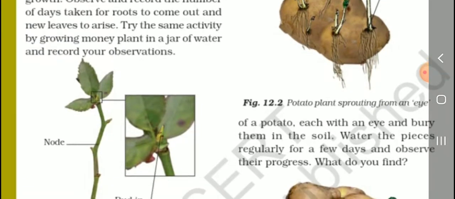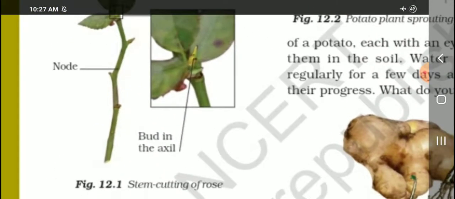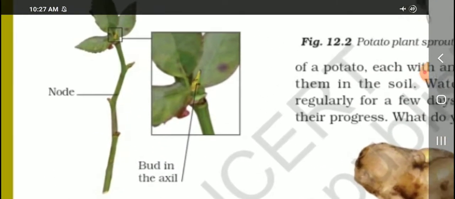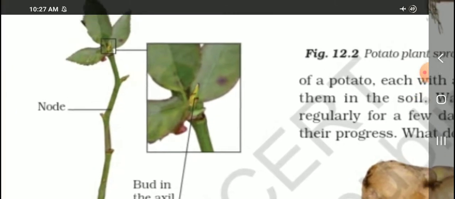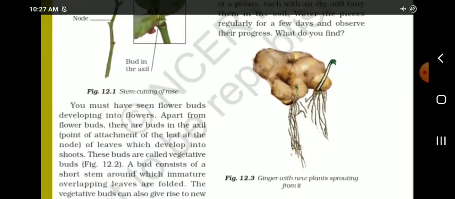Place the money plant in a jar of water and record your observations. See the picture, students. Stem cutting of rose, bud in the axillary part. This one is a node. Okay, next.